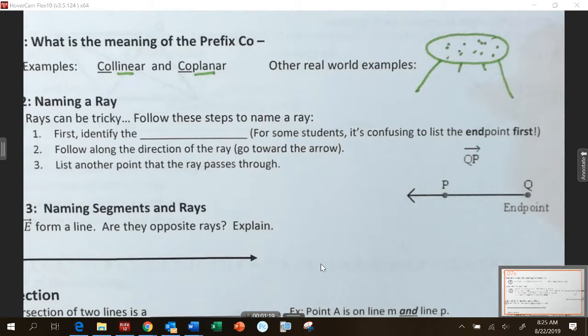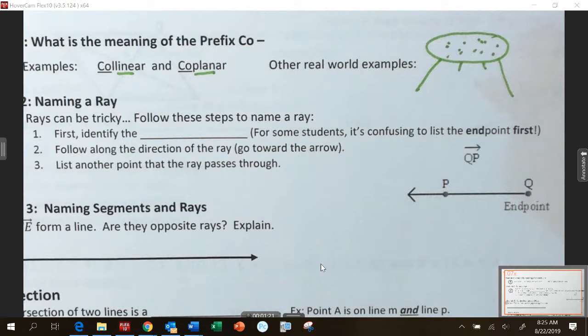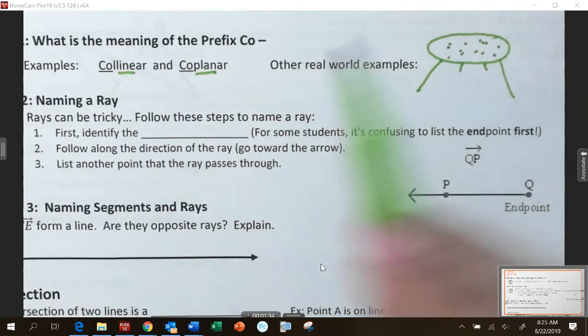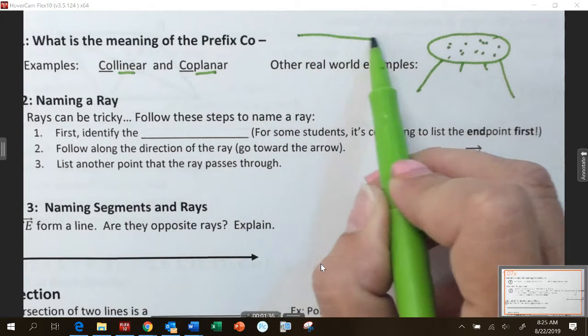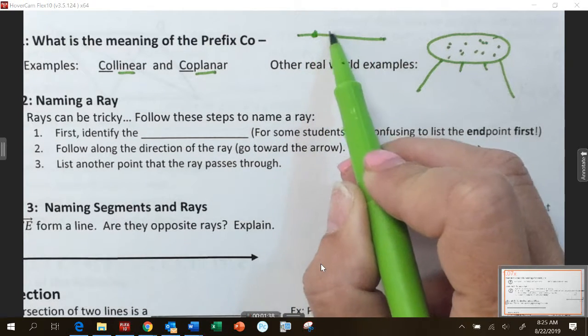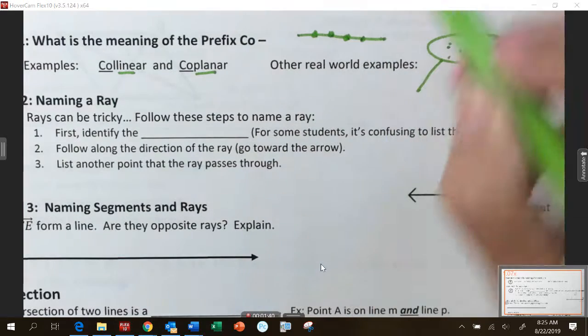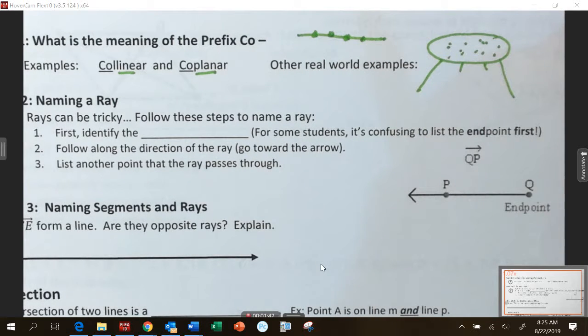What do you think? Lynn, what do you think? Coplanar. We've got a bunch of points on a flat surface. Coplanar. Collinear. Where could we give an example from real life of a line and a bunch of points that are on that same line? Can you think of anything?